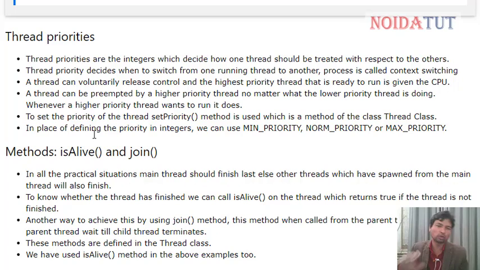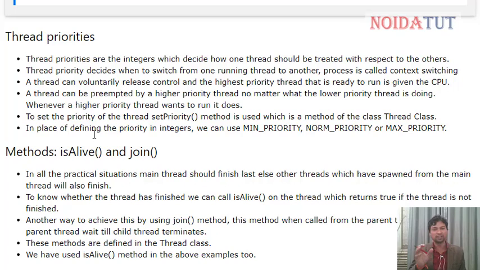Now let us have a look at thread priorities. Thread priorities are the integers we use to decide how one thread should be treated with respect to the others. Thread priority decides when to switch from one running thread to another. This process is called context switching.